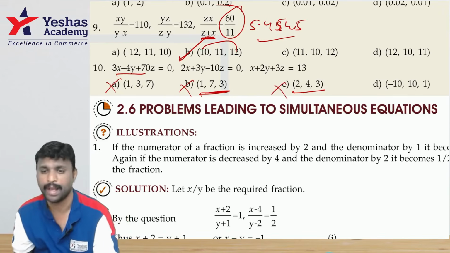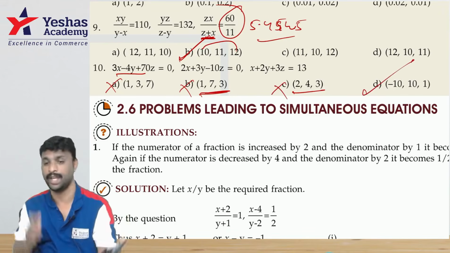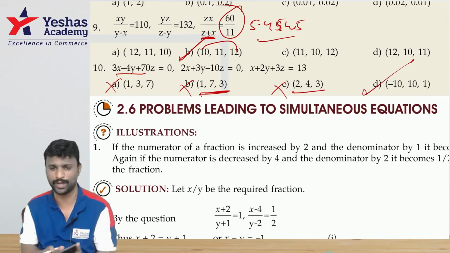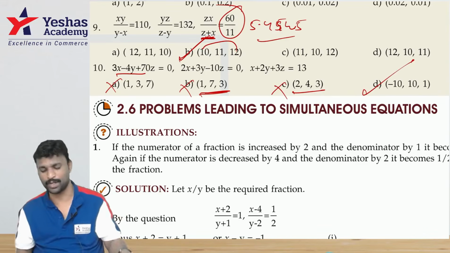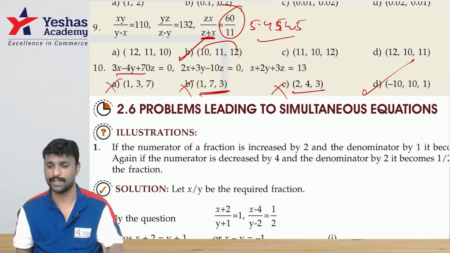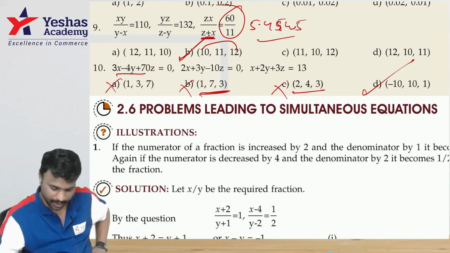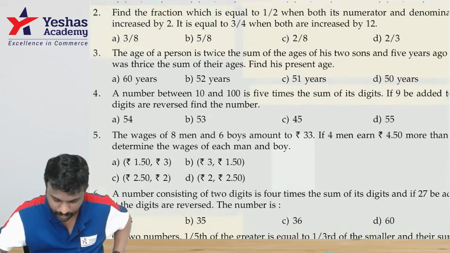Definitely it's not 0. As the only option remaining is option D, it has to satisfy. If you want, you can just check. Definitely option D is the right answer. As with this, we're done with exercise 2D as well.